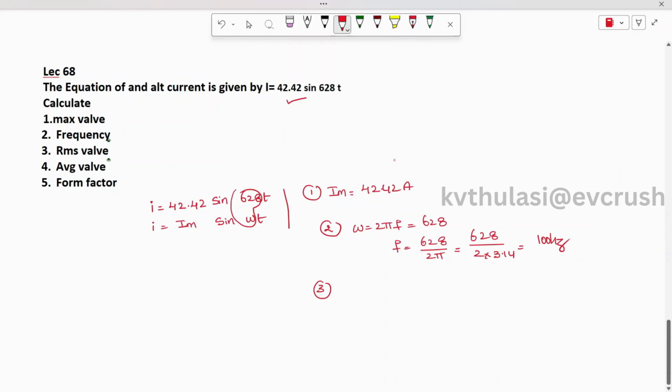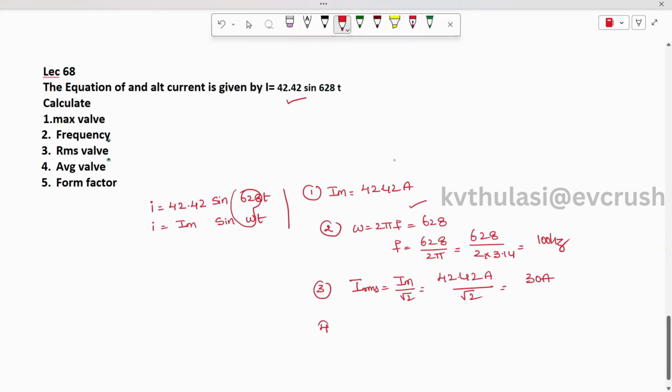The third bit is the RMS. The formula for I RMS is equal to I m divided by root 2. The value of I m is 42.42 amperes divided by root 2, that is equal to 30 amperes.